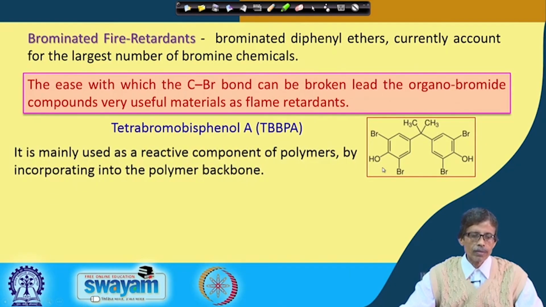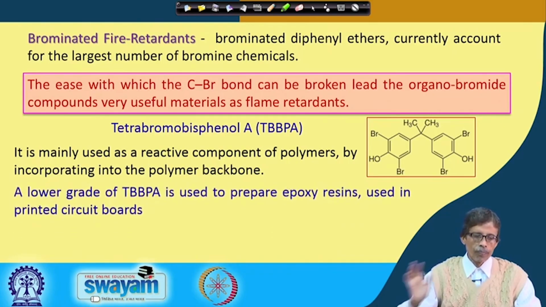So, this compound is mainly used as a reactive component or starting material for polymer formation. It is a reactive component of polymers by incorporating into the polymer backbone. So, we know bisphenol polymer, and if we try to improve the property of that particular polymer, we incorporate a proportion of this bromine derivative of bisphenol. This bromine derivative along with the original non-brominated bisphenol compound, through polymerization, gives you a new type of polymeric compound.